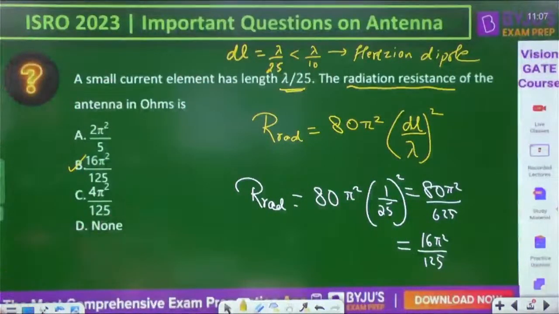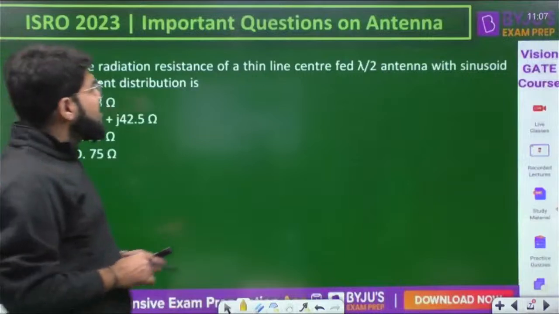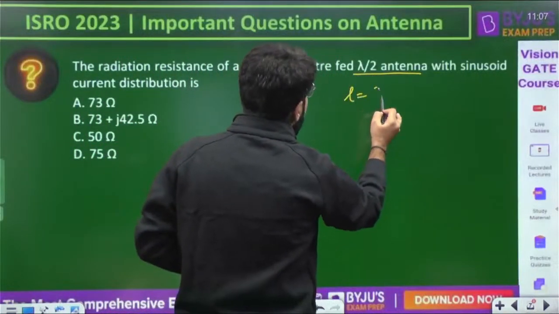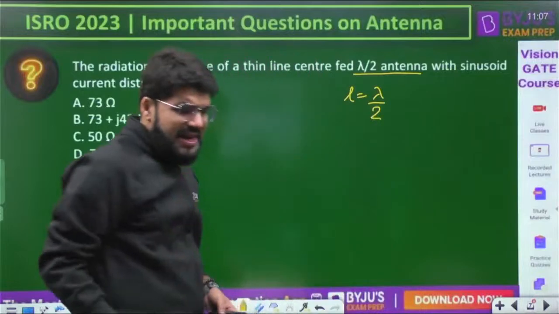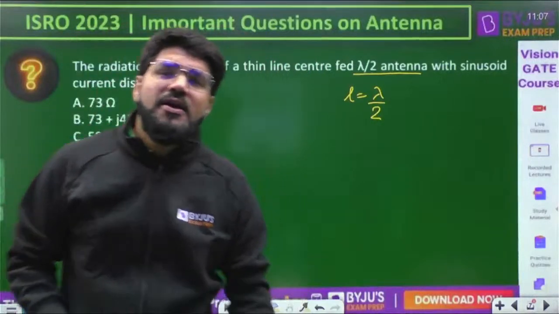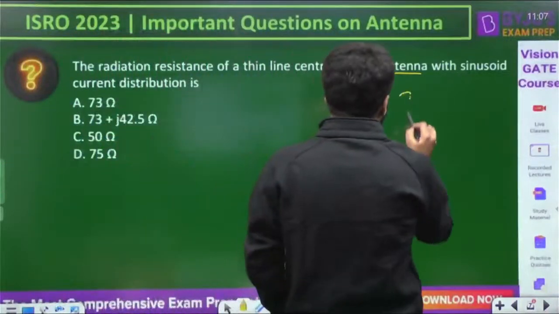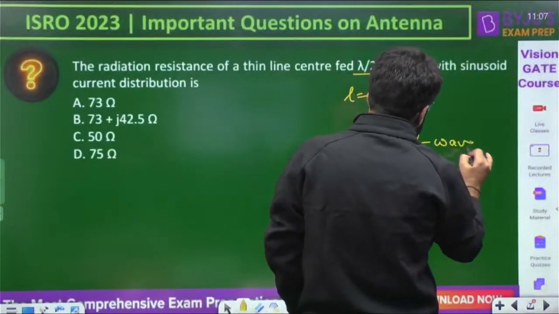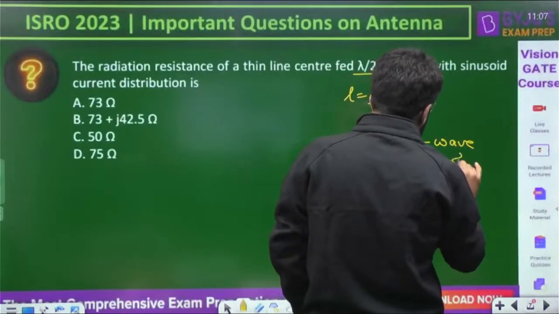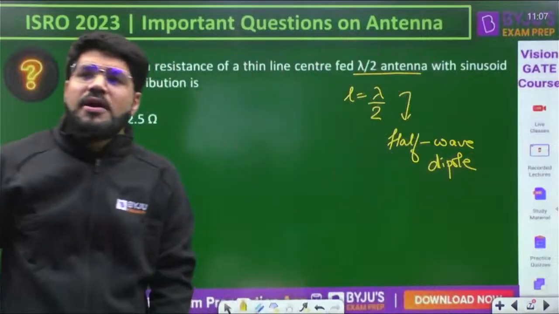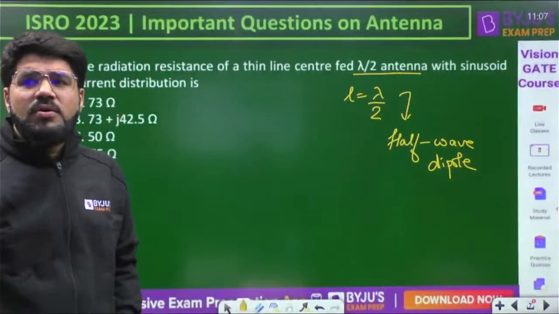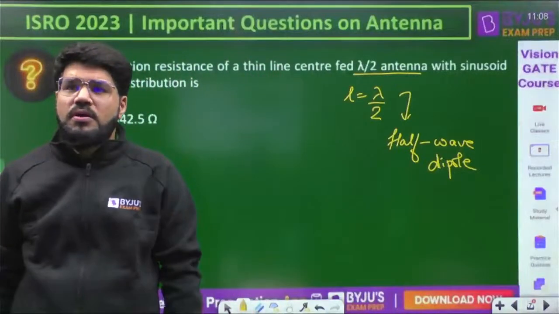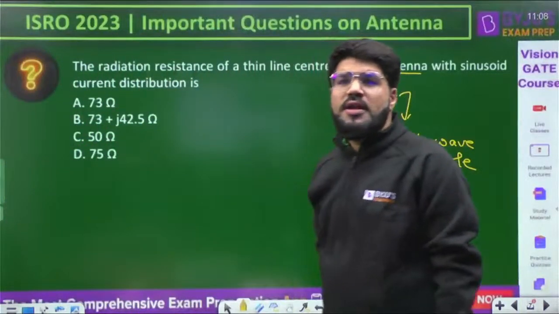Next question. The radiation resistance of a thin wire center fed lambda by 2 antenna. Now the length is not that small, it's lambda by 2, half of the wavelength. And such a dipole element is known as the half wave dipole. The small dipole element is known as the Hertzian dipole, and for the length lambda by 2 it is the half wave dipole. For short dipole, isn't it the same?